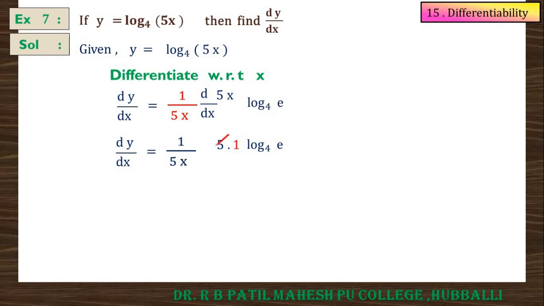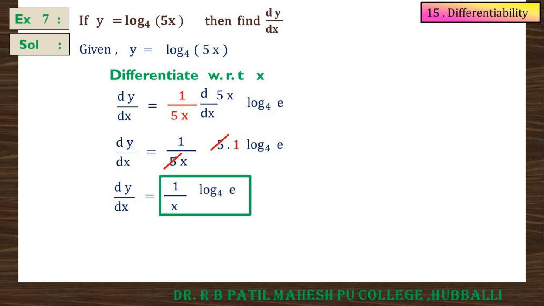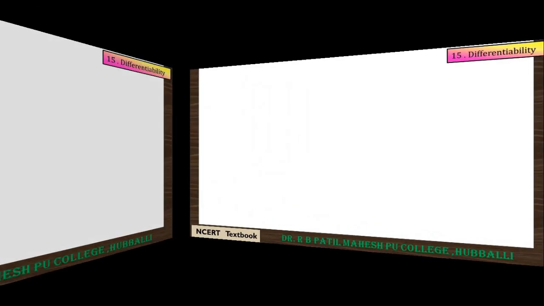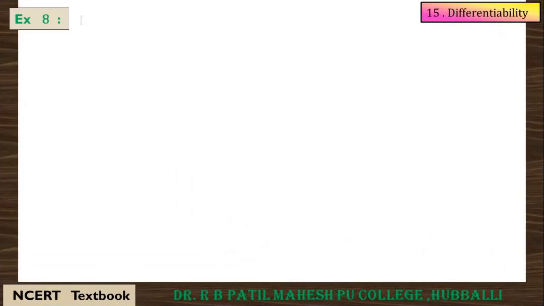So here 5 and 5 get cancelled, so we will get 1 upon x, log e to the base 4. So this is the derivative answer. I hope you understood, students. So take one more example based on that.